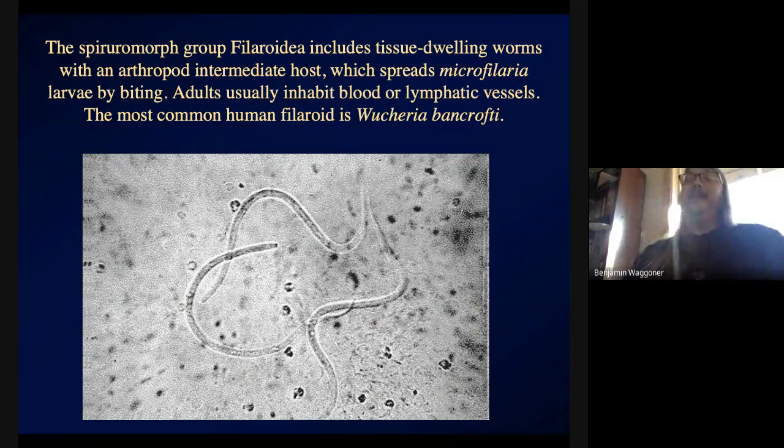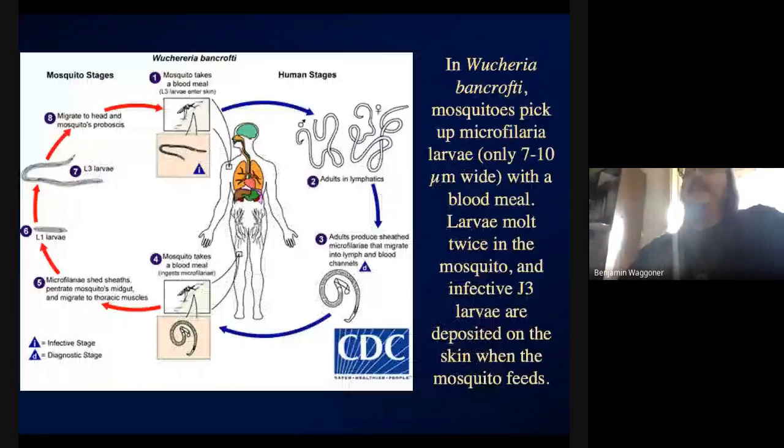And Wuchereria bancrofti, shown here, is the most common human filaroid. Remember that filaria or filariform refers to nematodes that travel in the bloodstream or sometimes in the lymphatic vessels. And this group, the Filaroidea, does this all the time, although we've seen this in some non-filaroid nematodes like hookworm. This is one that's transmitted by mosquitoes.